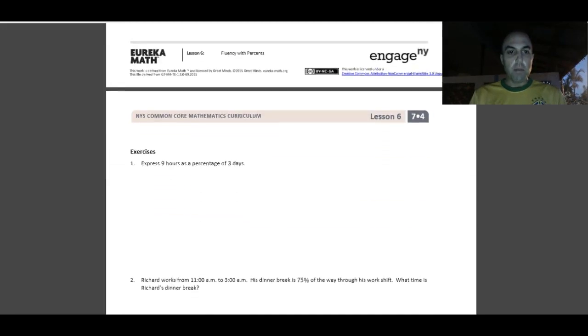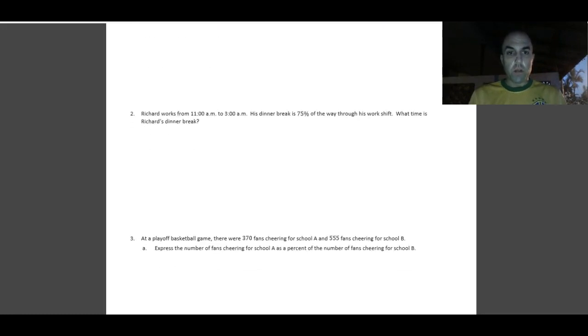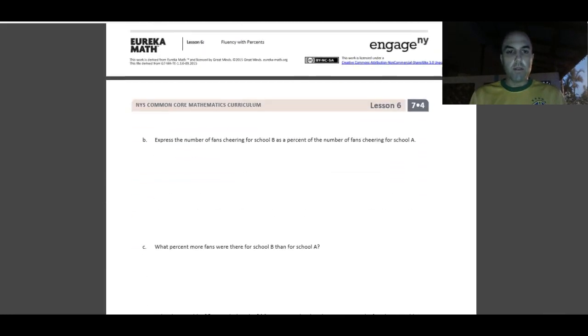There's actually a bunch of different problems here. Some of them involve some unit conversion. What is 9 hours as a percentage of 3 days? That's a great question. You obviously have to know how many hours there are in 3 days. Or, Richard works from 11 a.m. to 3 a.m. His dinner break is 75% of the way through his work shift. What time is his dinner break? Well, you'd have to know how many hours long his work shift is. Anyway, there's a bunch of different problems here.